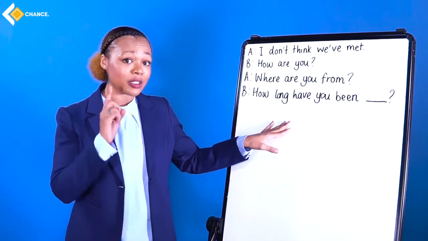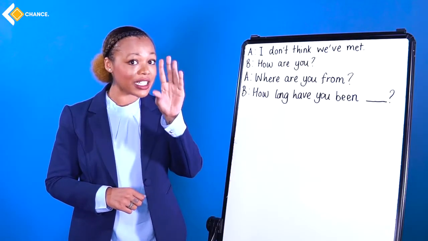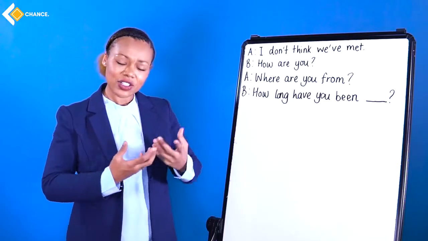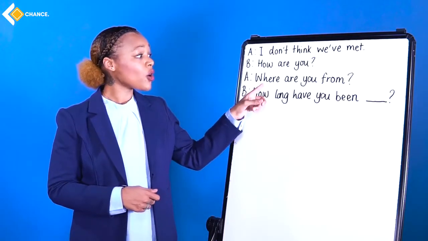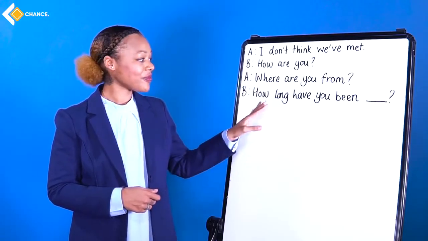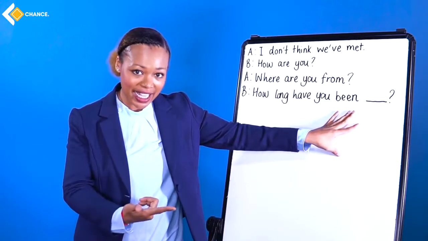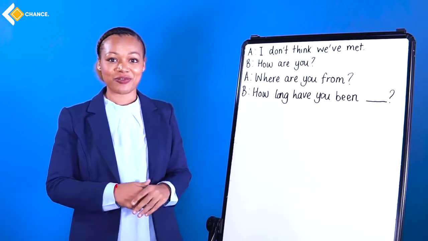Write these down and practice. I don't think we've met. That's step 1 in speaking to someone. How are you? Ask the person how they are. They will ask you the same. Where are you from? And how long have you been living, working? Write them down and practice asking and answering.